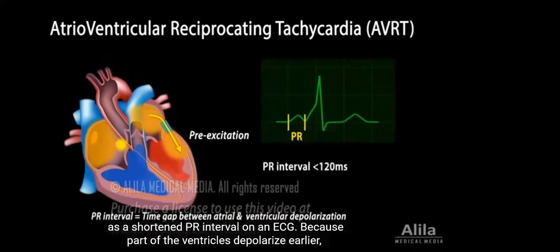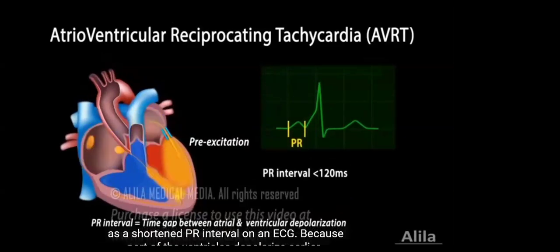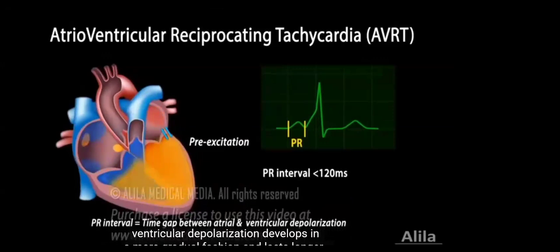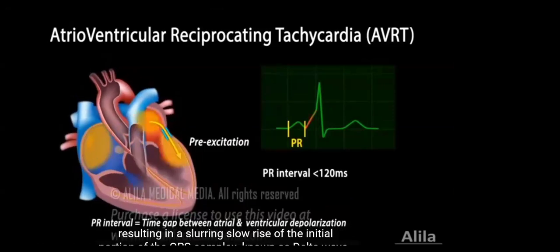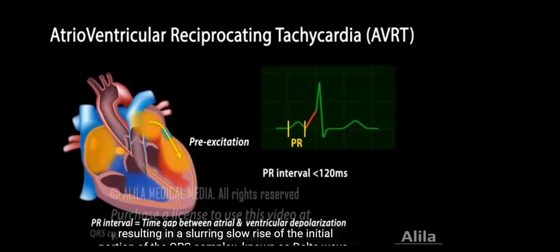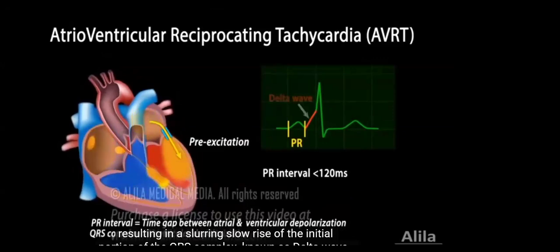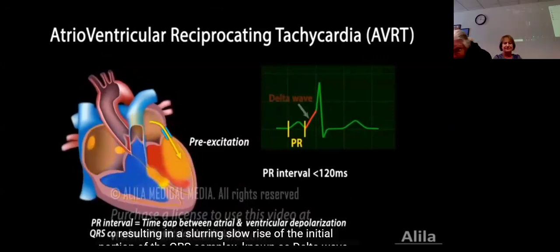Because part of the ventricles depolarize earlier, ventricular depolarization develops in a more gradual fashion and lasts longer, resulting in a slurring, slow rise of the initial portion of the QRS complex, known as delta wave, and QRS prolongation. However, the presence of the accessory pathway alone is not enough to cause tachycardia.